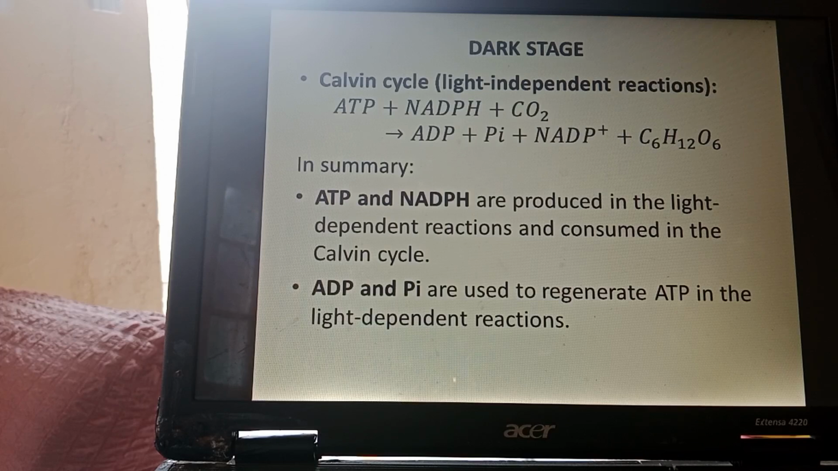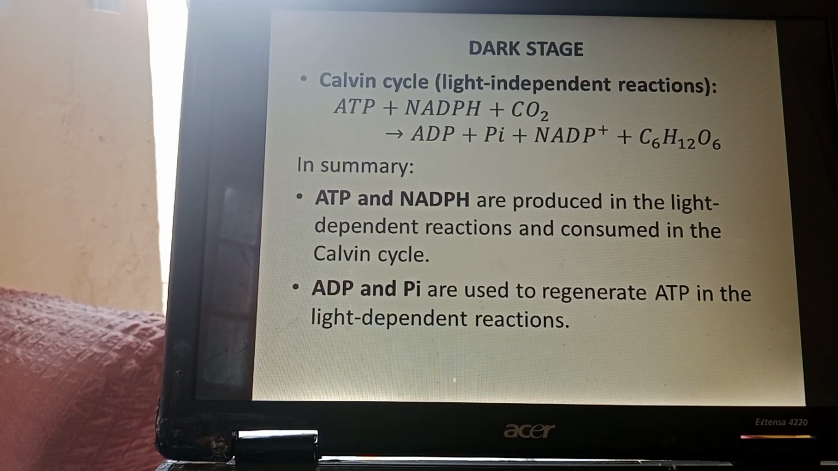plus Pi phosphate plus NADP plus. You can see the NADPH, the H, which is hydrogen, now is combining with carbon dioxide, or in the process combines with carbon dioxide to give you C6H12O6, which is glucose.